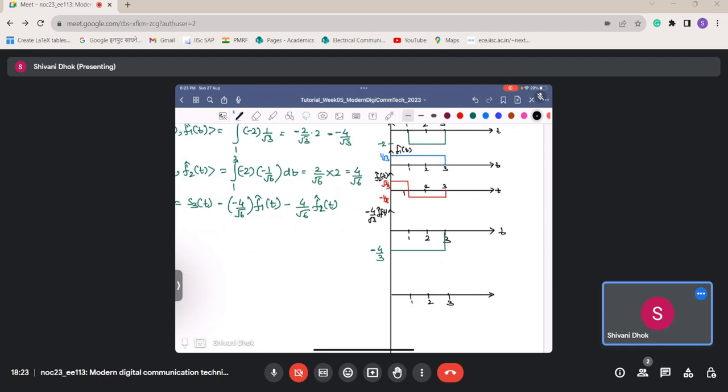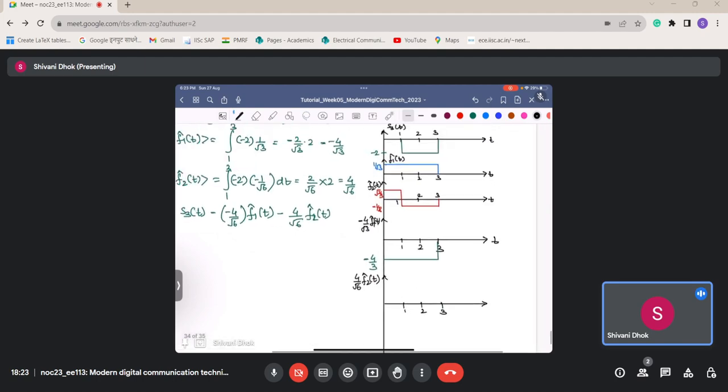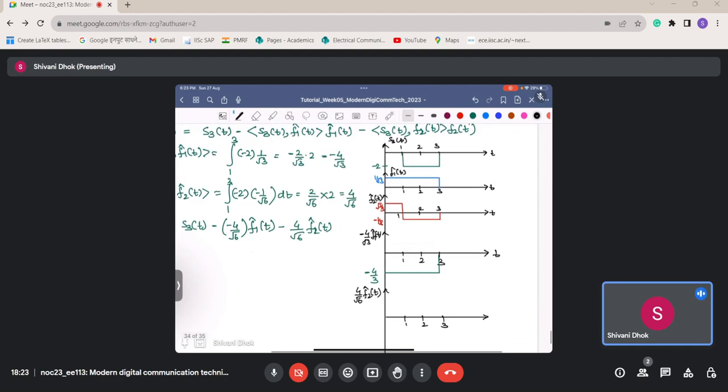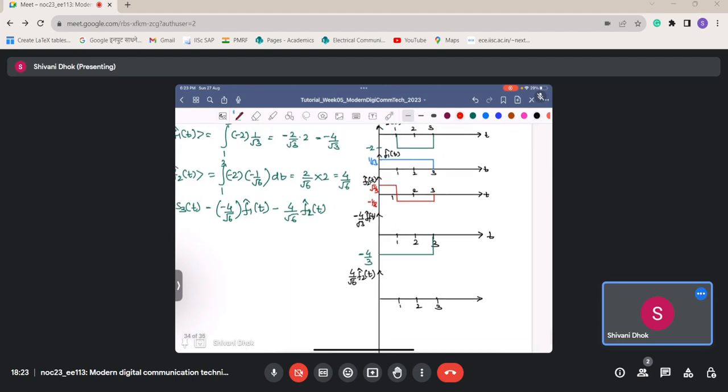Yeah, and this is what I am plotting. This is 4 by root 6 F2 hat of T. And how does this look? So I'll need to multiply under root 2 by 3 into 4 by root 6. So that comes out to be 4 by 3. So this part here is 4 by 3, and minus 1 by root 6 multiplied by 4 by root 6. So this comes out to be minus 2 by 3.